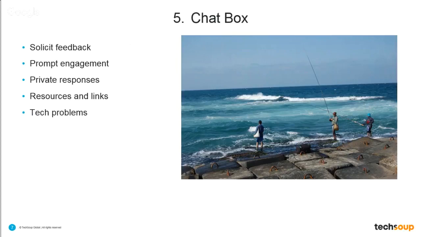I look at the chat box as like fishing, right? And that's why I use this picture. It's like you're throwing things out and you hope you get a hook. You hope you get some questions. You hope you get some responses and get that engagement. So it's a good thing to practice chatting in the chat box. And when you hook someone, right, try to have a back and forth with that participant or that learner.